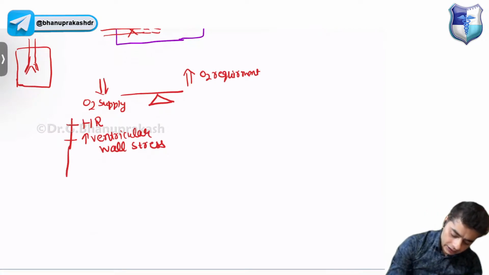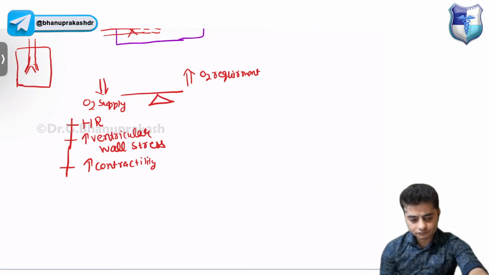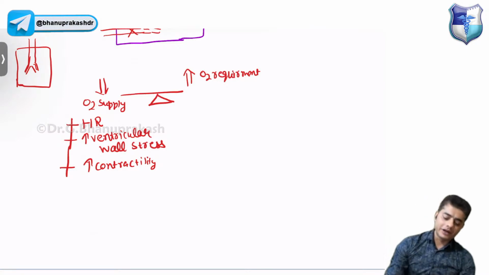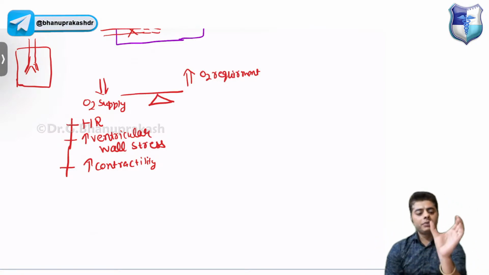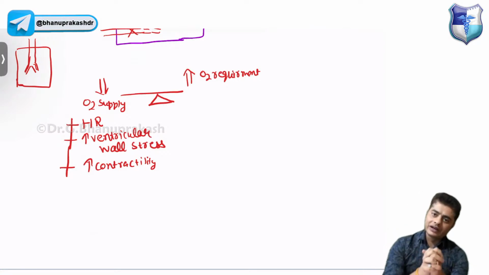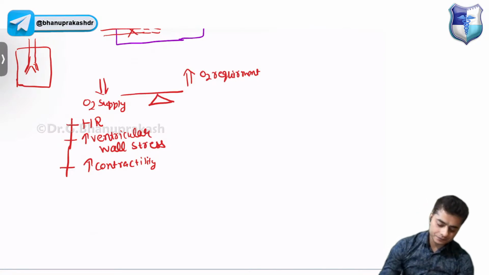Other is increase in contractility. I mentioned already, if contractility increases, the same will happen because your myocardium will contract vigorously. If it contracts vigorously, then your coronary artery will shrink. And if the coronary artery shrinks, blood flow will automatically decrease.